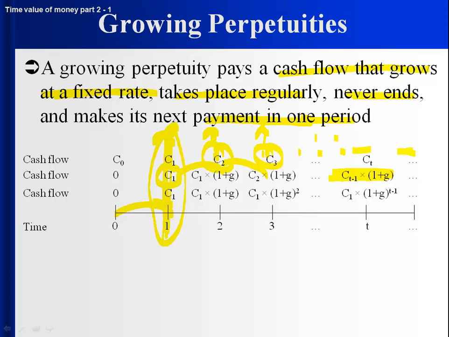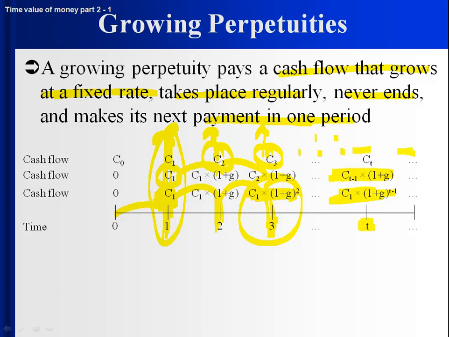We know it's the previous one times 1 plus g, but we also know this one is just C1 times 1 plus g. What we see is that the cash flow at time 3 is equal to the cash flow at time 1 times 1 plus g squared. You can think about it as there's some cash flow here, this one is this times 1 plus g, then you've got this one, which is C1 times 1 plus g, times 1 plus g, is the cash flow that you get there.